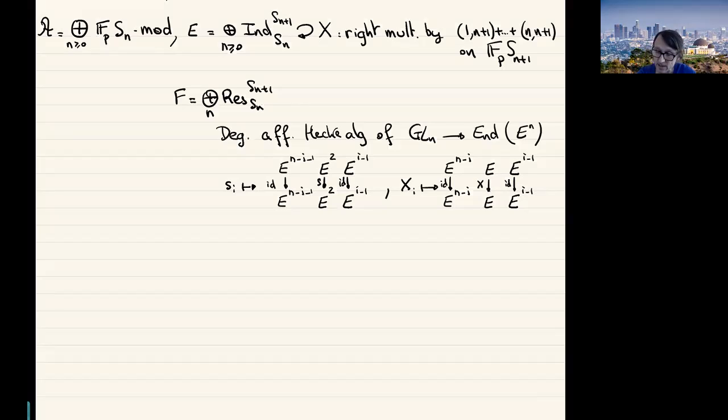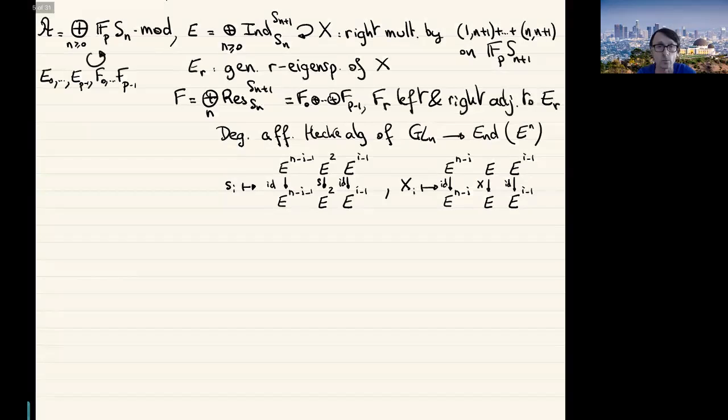What gets interesting is that you can use X to break down the functor E. So the functor E, or these bimodules, they have an endomorphism, so you can decompose into a direct sum of generalized eigenspaces. It turns out the eigenvalues of X are indeed in Fp.